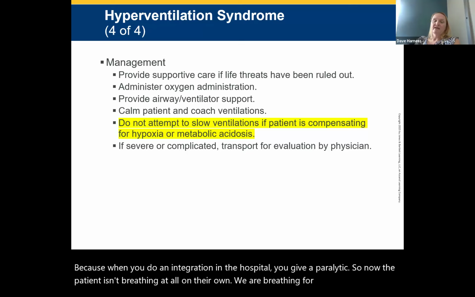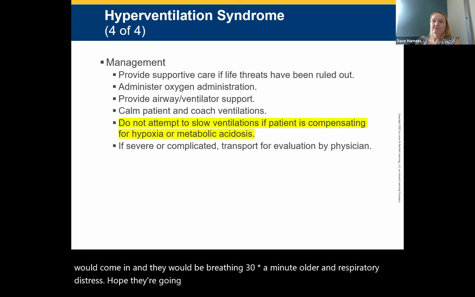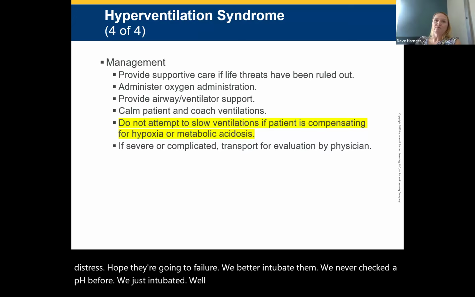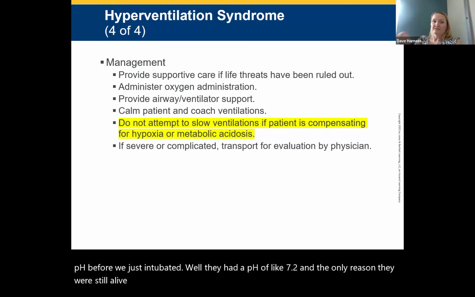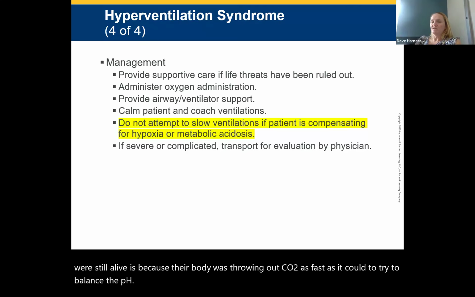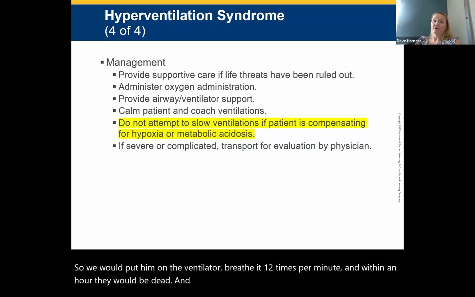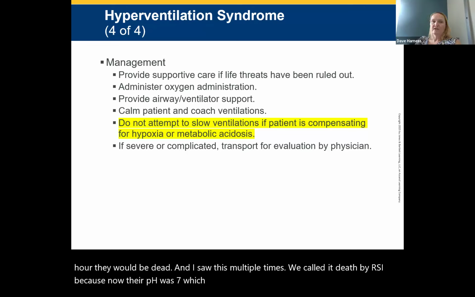People would come in breathing 30 times a minute. Oh, they're in respiratory distress. Oh, they're going to failure. We better intubate them. We never checked a pH before. We just intubated. Well, they had a pH of like 7.2, and the only reason they were still alive is because their body was throwing out CO2 as fast as it could to try to balance the pH. So we would put them on the ventilator, breathe them 12 times per minute, and within an hour they would be dead. I saw this multiple times. We called it death by RSI, because now their pH was 7, which is not usually compatible with life, because we took away their body's own compensation.